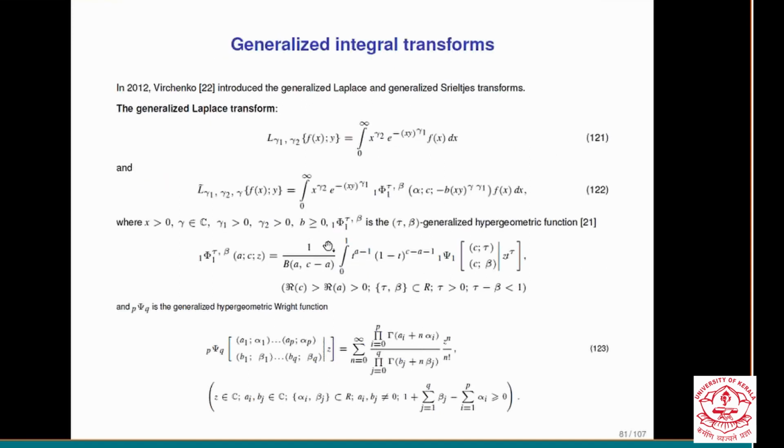And generalized integral transform. So here we will give some model in 2012. What I'm going to do is the generalized Laplace transform and the generalized Hysterresis transform. This spelling is wrong: Hysterresis transform. So the generalized Laplace transform is given by this, equation number 121. This is the generalized Laplace transform, and here 121 and 122.